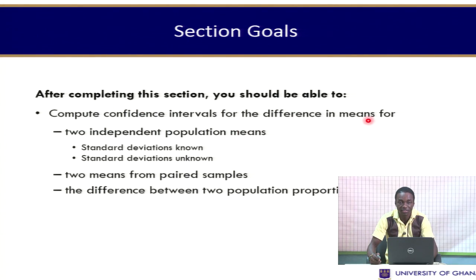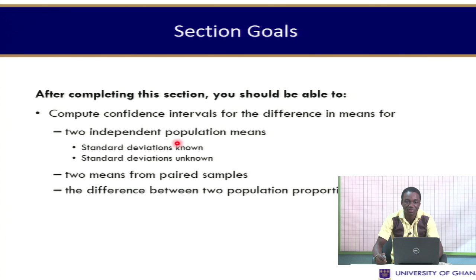After completing this session, you should be able to compute confidence intervals for the difference in means for two independent means where the standard deviations are known, and also in situations where the standard deviations are unknown. We would also be able to compute confidence intervals for the difference in means for two means from paired samples, and also the difference between two population proportions.